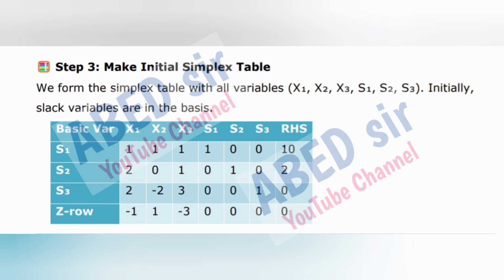Basic variables, x, s, RHS. S1: 1 1 1 1 0 0, 10. S2: 2 0 1 0 1 0, 2. S3: 2 2 3 0 0 1, 0. Z row: minus 1, minus 1, minus 3, 0 0 0, 0.